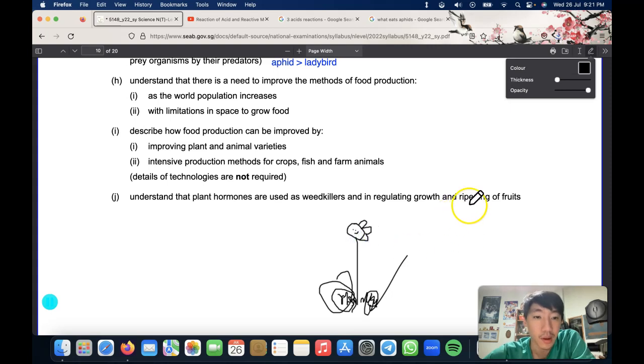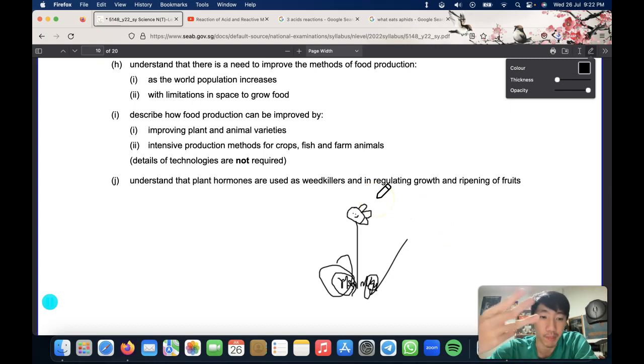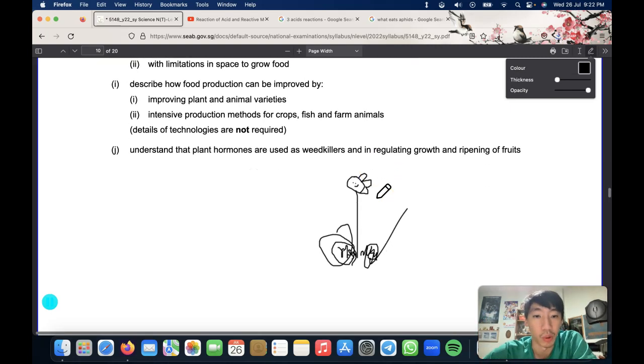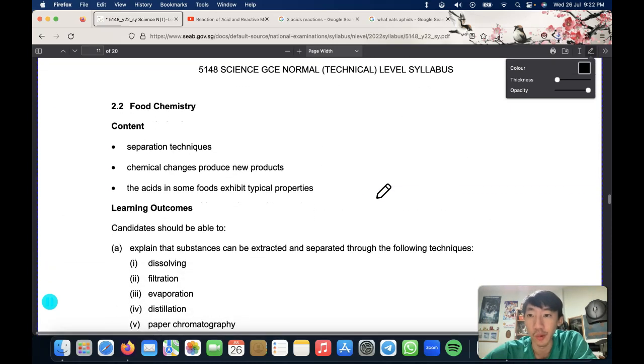Okay, and then lastly, it can ripen the fruits. For example, banana. When a banana is not ripe, what color is it? It's usually green. But you can use this plant hormone to help ripen it faster, so that it can turn from green to yellow, and then you can start to eat the fruit already. Okay, so 3 things: weed killer, regulate growth of the plant, ripen the fruits. That's called plant hormone. Okay, next chapter, food chemistry.